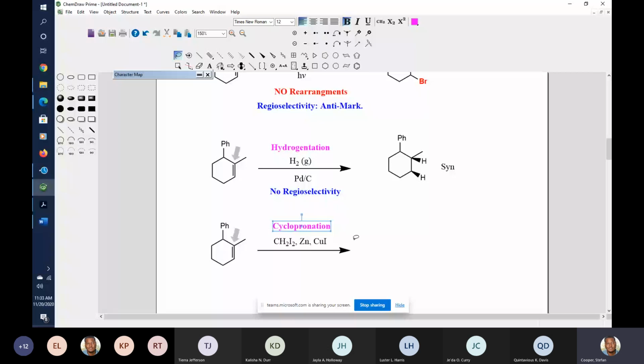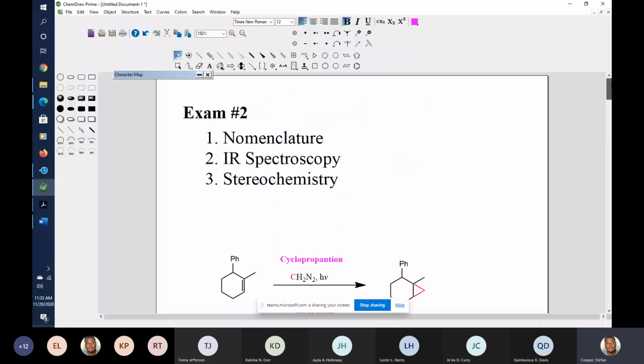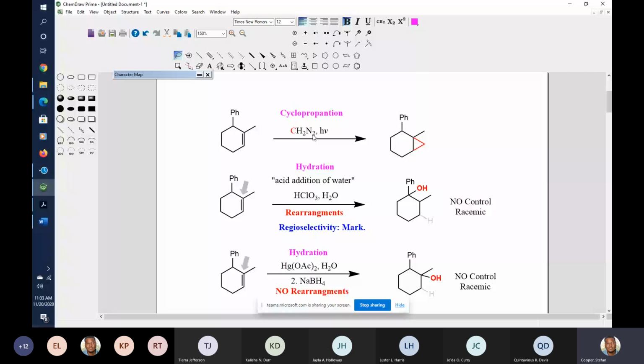Why do we have two ways of doing the same chemistry? It comes down to what's on your substrate, really. So the first compound, let's scroll up here, takes this diazomethane complex with light. If you have anything on your molecule that's sensitive to light, you can't use this method. Well, this is probably the cheapest way of making a cyclopropane ring.